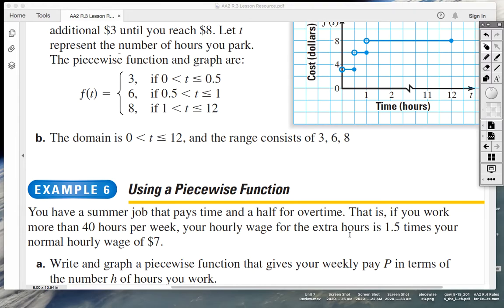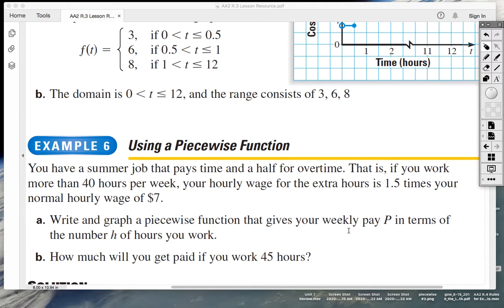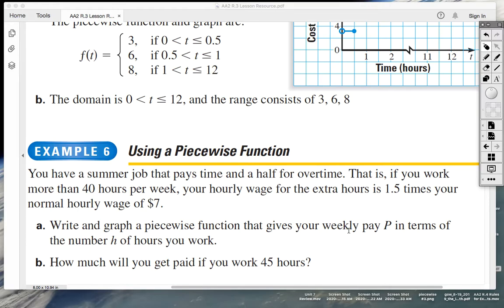Okay, so we'll do one more of these, and then the rest of these will be for you to use your technology, given the real world examples, write the piecewise function, graph it using the technology, maybe answer a question. Okay, you have a summer job that pays time and a half for overtime. That is, if you work more than 40 hours a week, your hourly wage for the extra hours is 1.5 times your normal wage of $7.